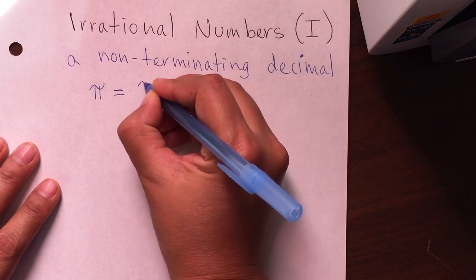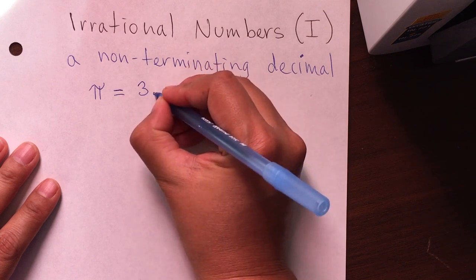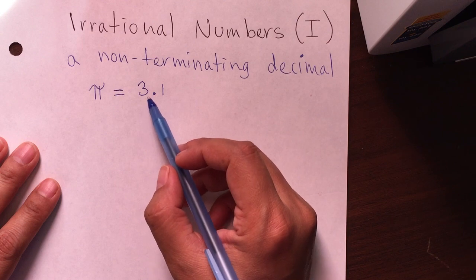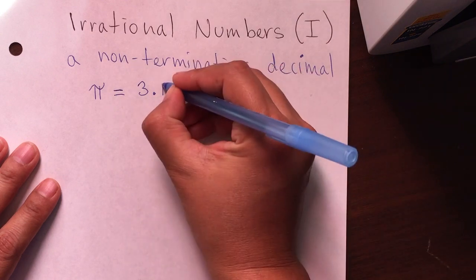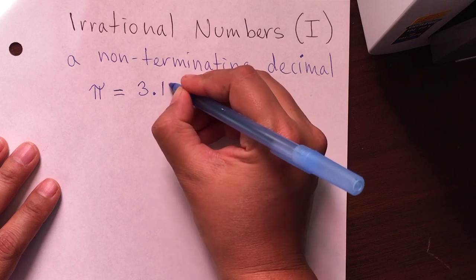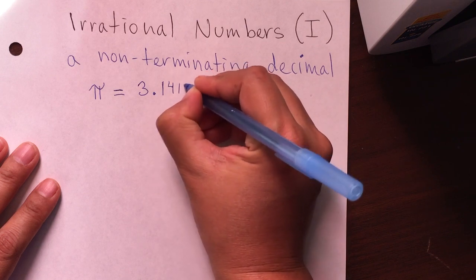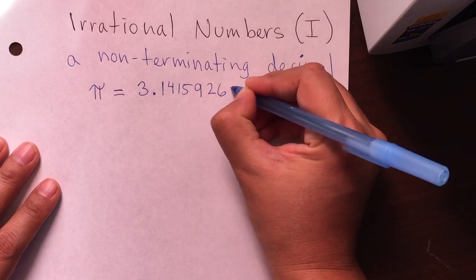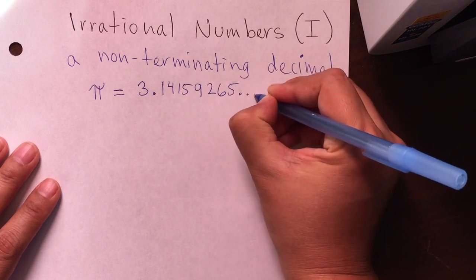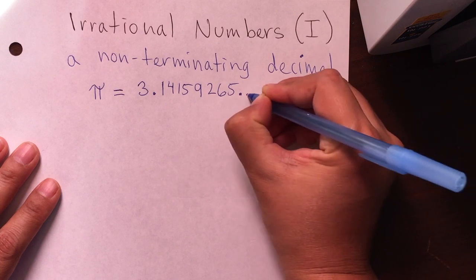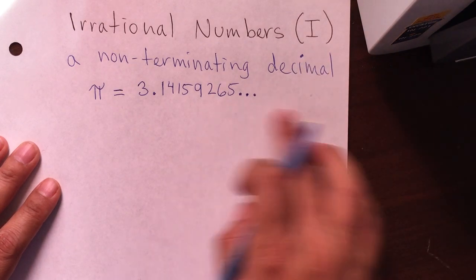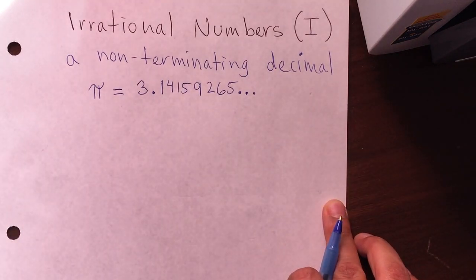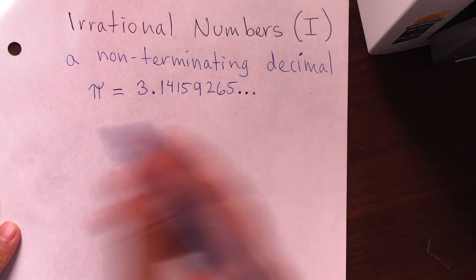A lot of people know it as 3.14. Others know it as 3.1416, but in reality, the first digits after the decimal are 1415926 5, and then it continues again. As I said, they have continued and continued to find the end of it and where it repeats, but they haven't found it yet. Okay, so pi.